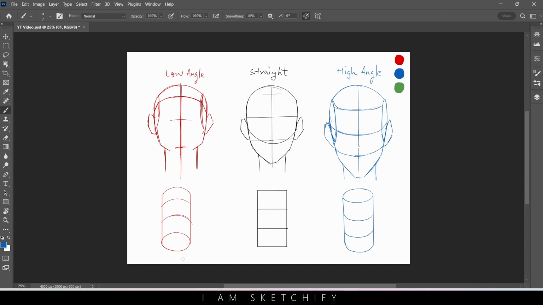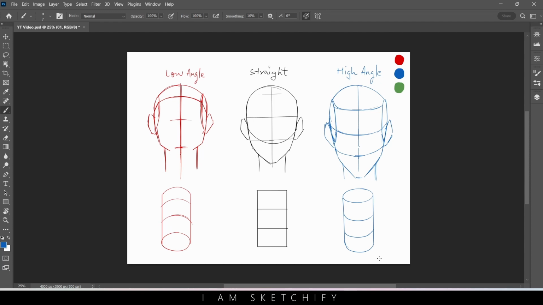You might also notice that it affects the distance between the hairline, eyebrows line, nose line and the chin line. In the normal view, the distance between all of them is about equal. But as the head starts moving in space, the things closer to us get bigger, while the things away from us get smaller. On the head from the lower angle, the distance between the nose and the chin will appear bigger, while the forehead will appear smaller.